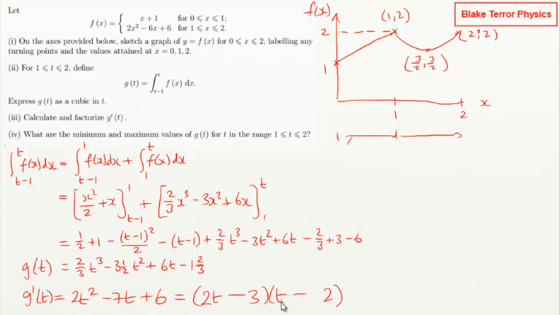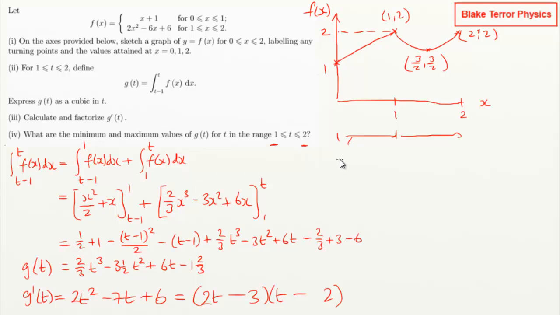What are the minimum and maximum values of g of t in the range t goes from 1 to 2? Okay, t goes from 1 to 2. So yeah, we're going over the full range of all of this. So we need to pick up the extremes at either end. So we need to look at when t's 1, when t's 2, and then whether we've got some kind of maximum or minimum in between those.